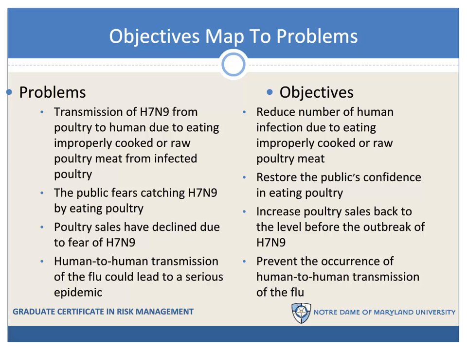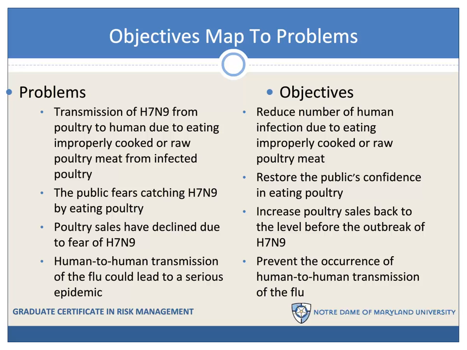Reducing the number of human infections due to eating improperly cooked or raw poultry meat. That's what success would look like. The objective says nothing about how you would achieve that success. It just simply says reducing that problem, in a sense, is what a success would look like. The public fears catching H7N9 by eating poultry. An objective would be restore the public's confidence in eating poultry.